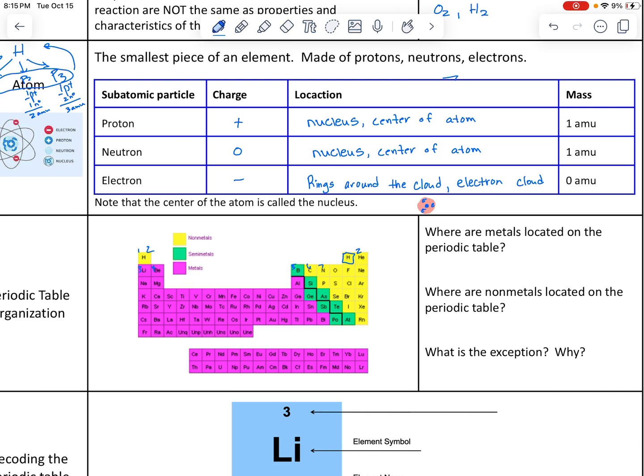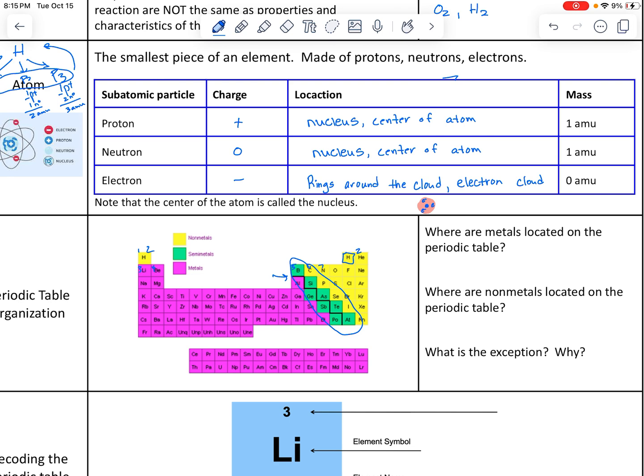So the metals are all grouped together. The non-metals are all grouped together. There are these grouped right here, right along this kind of black line. This is the metal non-metal line, this border right here. The atoms that are around that are known as metalloids. They kind of have properties of both metals and non-metals.